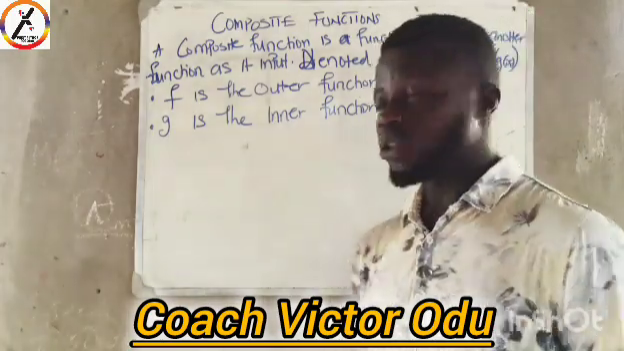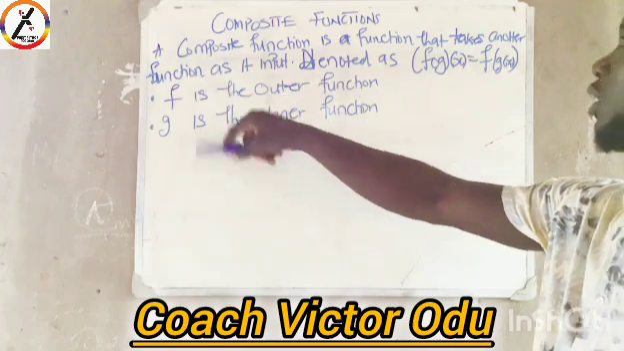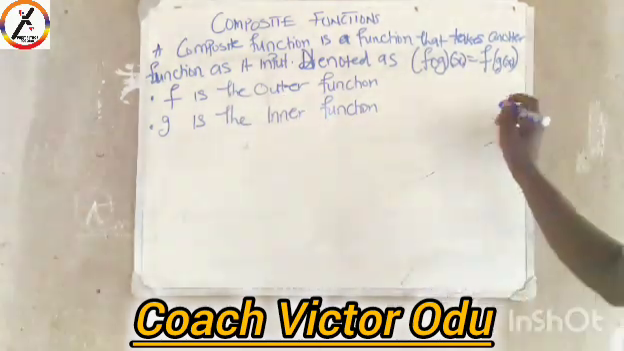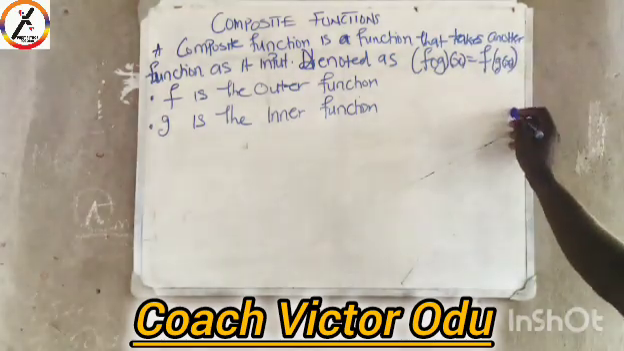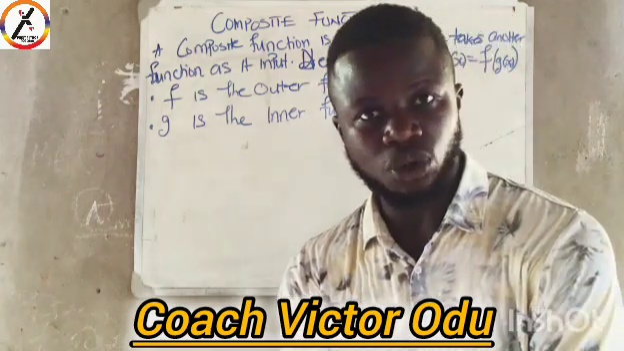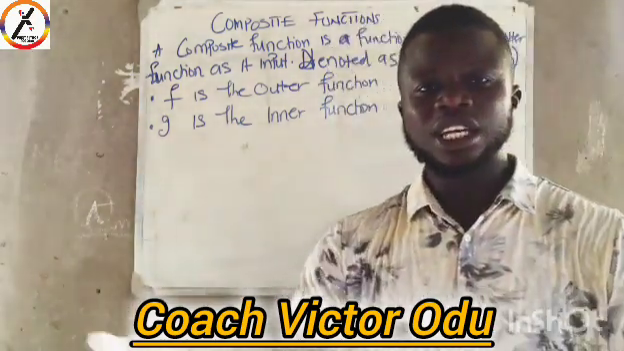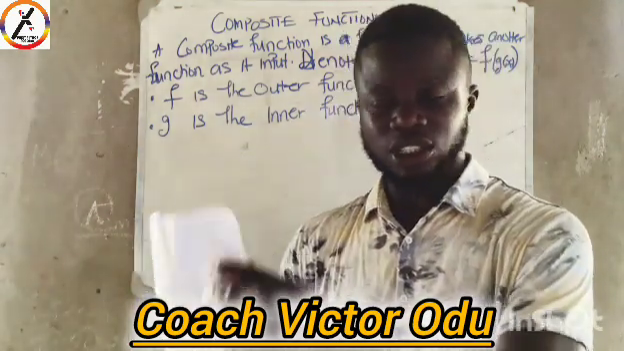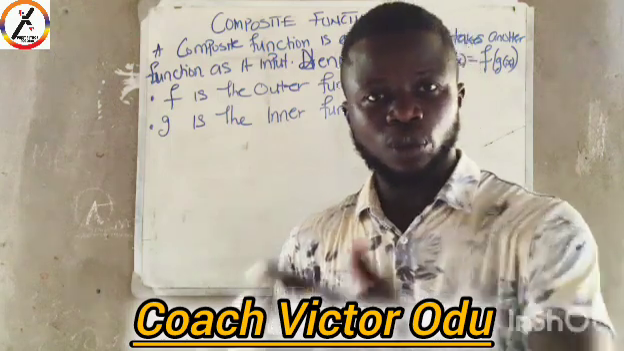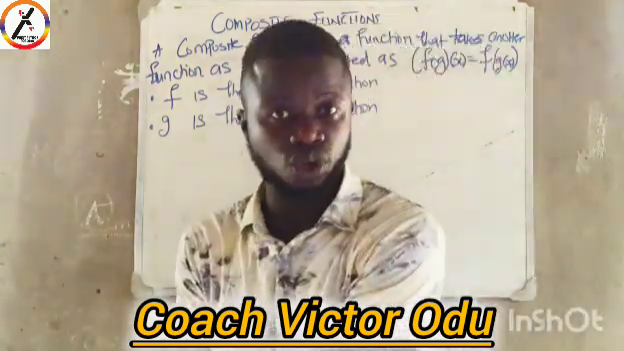So what is a composite function? A composite function is a function that takes another function as its input, denoted as f of g of x, which is equal to f into g of x. It's like, as I'm standing here, I'm taking this material sheet I'm using to lecture as my input. So that's a composite function: a combination of two functions.